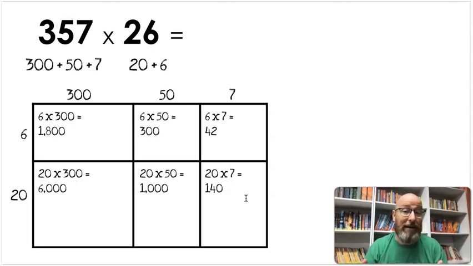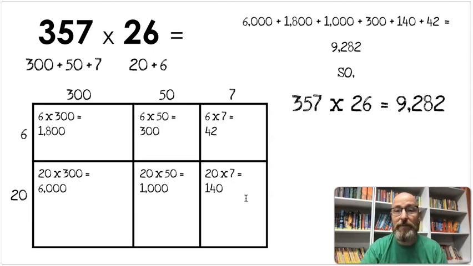So we're going to multiply all those out again. 6 times 300 is 1,800. 6 times 50 is 300. 6 times 7 is 42. 20 times 300 is 6,000. 20 times 50 is 1,000, and 20 times 7 is 140. Again, we're going to add those up. When we do, we get 9,282. So 357 times 26 equals 9,282.